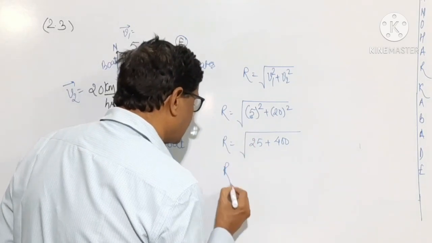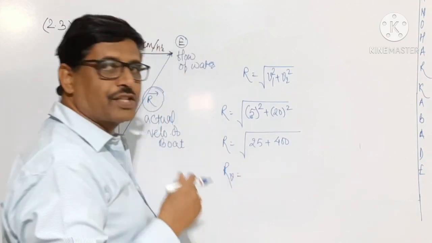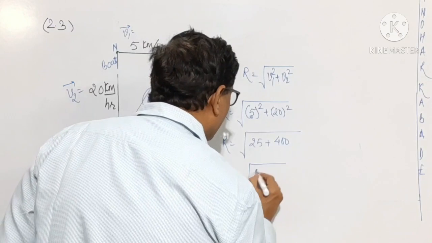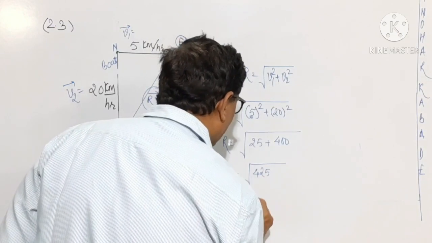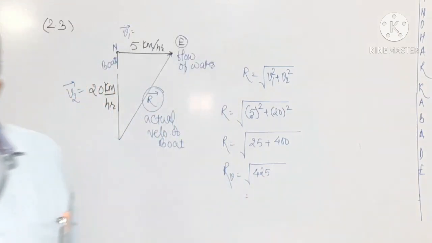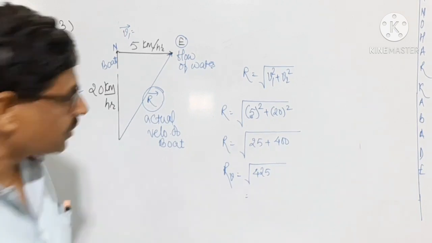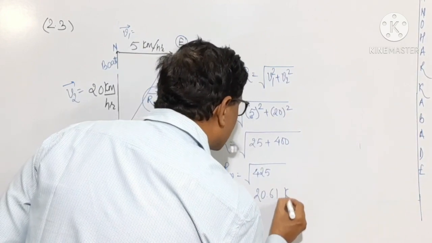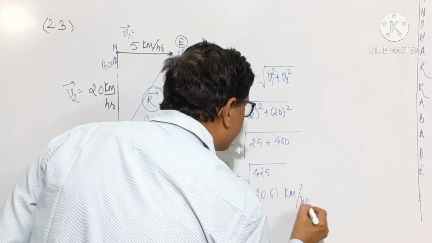Therefore, the resultant velocity with which the boat is actually moving is equal to the square root of 425, which is approximately 20.61 kilometers per hour.